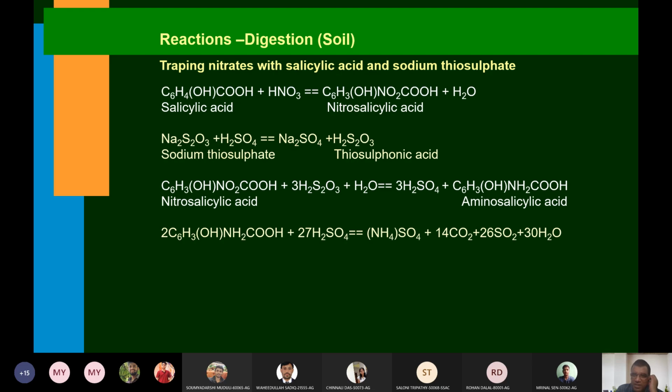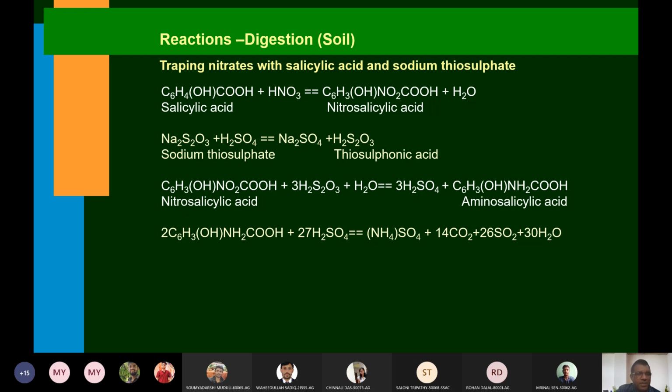Now we go to the reactions. You have seen we have added some chemicals and we have destroyed the organic matter and converted it into ammoniacal form. And if it is soil, then we need to convert nitrate into ammonium. So how is it done? You can see all these reactions, they are very, very important for students. Suppose you are doing total analysis in soil. As I told you, you need to have salicylic acid and sodium thiosulfate, two extra materials.